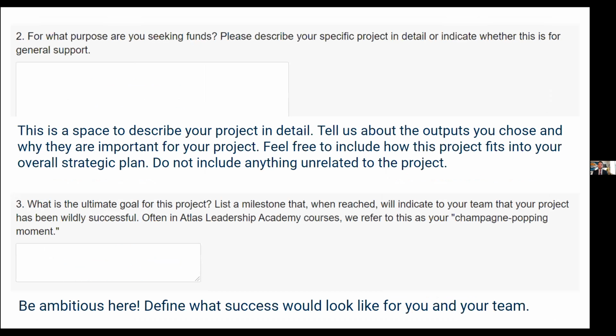A few more questions that I wanted to include from our Atlas Network grant application form. For what purpose are you seeking funds? This can often be a confusing question for our applicants. So I wanted to clarify that this is a place to describe your project in detail. Tell us about the strategic goals, the broad overview of why you're conducting this project. Please don't use this space to talk about your past successes or why this is an important project.